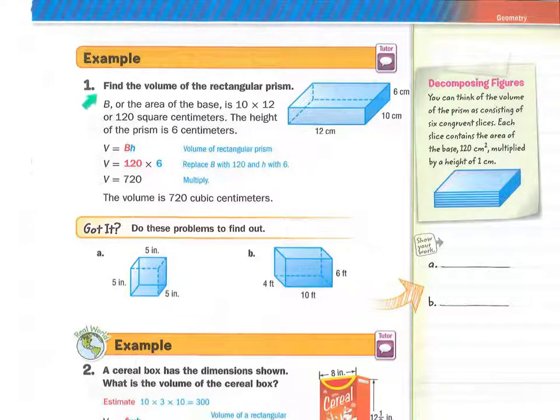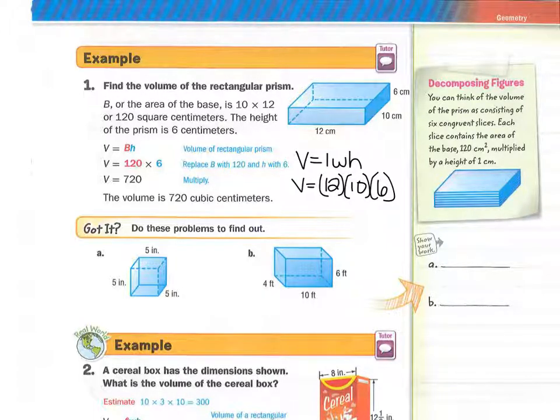Let's do some examples. Let's find the volume of the rectangular prism. B, or the area of the base, is 10 times 12, which is 120 square centimeters. The height is 6. So we would write the formula for volume as volume equals area of the base times the height. So we get volume equals 120 times 6, which is 720. You could have also written volume equals length times width times height, like this: 12 times 10 times 6, and just multiplied them all together and gotten 720.